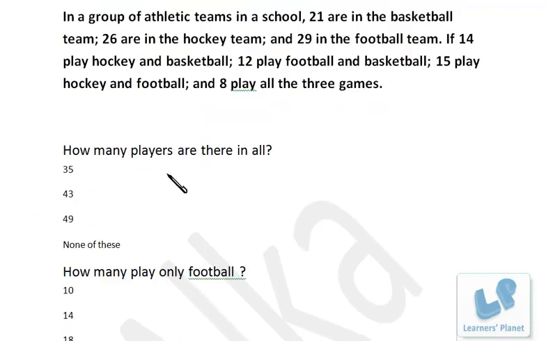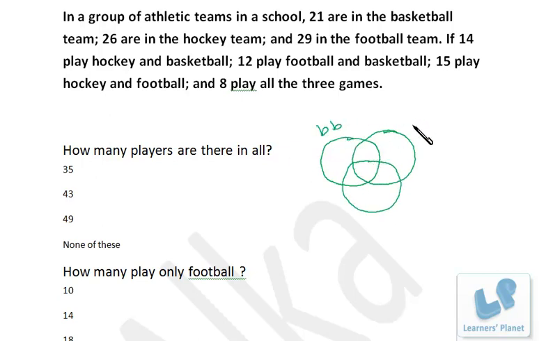Now friends, we have a set of problems based on Venn diagrams, and you might have attended the basic sessions of Venn diagrams. In a group of an athletic team in a school, 21 are in basketball, 26 in hockey, 29 in football, 14 in hockey and basketball, 12 in football and basketball, 15 in hockey and football, and 8 play all the 3 games, right? So first of all, what do we do? We draw a Venn diagram, right?